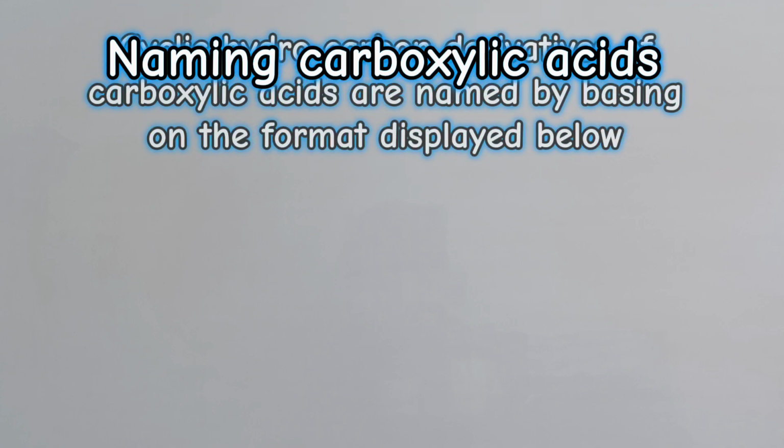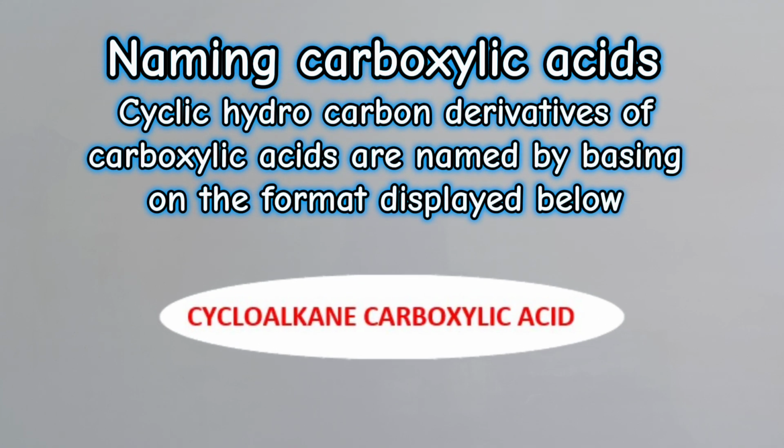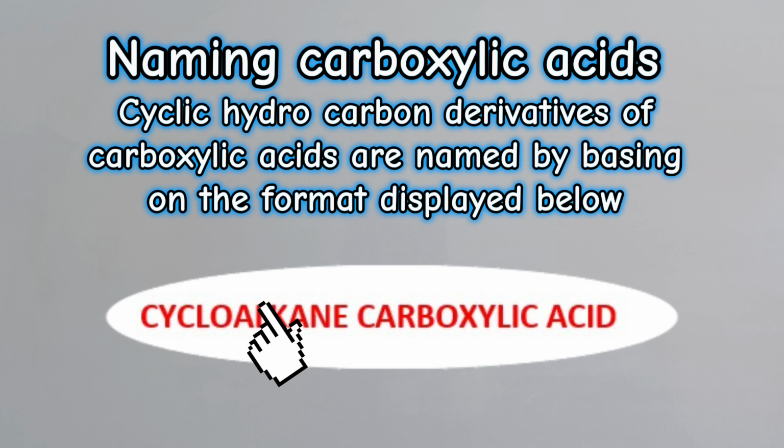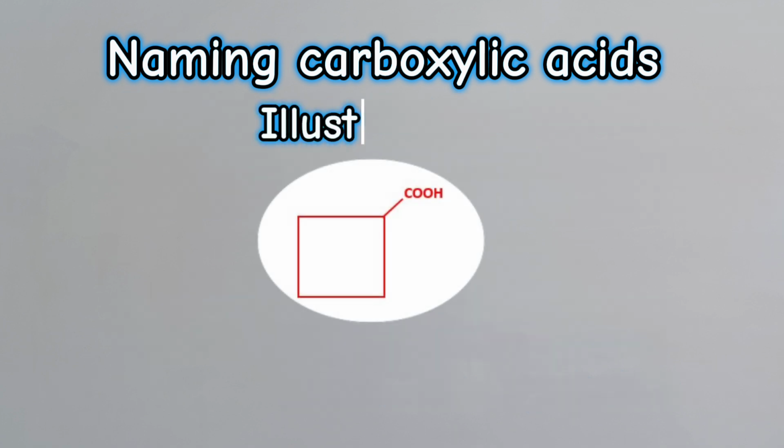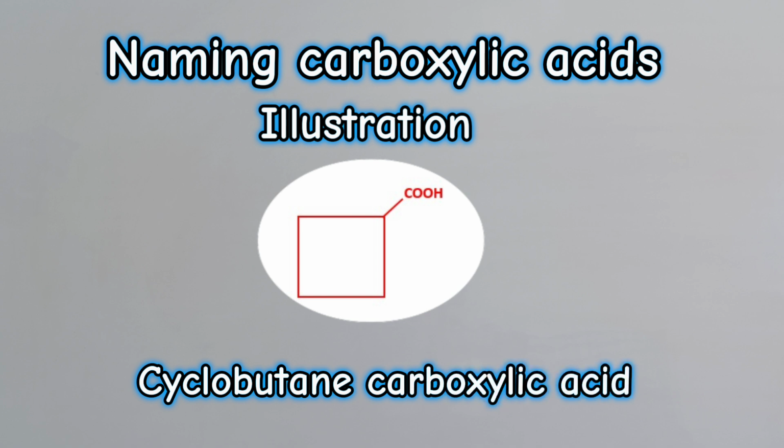It is also possible that you can have the carboxylic group attached to a cyclic chain. And in this case, the format for naming such a compound is as displayed. We shall use that format. The displayed compound there, according to the format, is therefore cyclobutane carboxylic acid. Notice that in all the parts that we have so far looked at, we have been looking at carboxylic acids that do not have substituents.